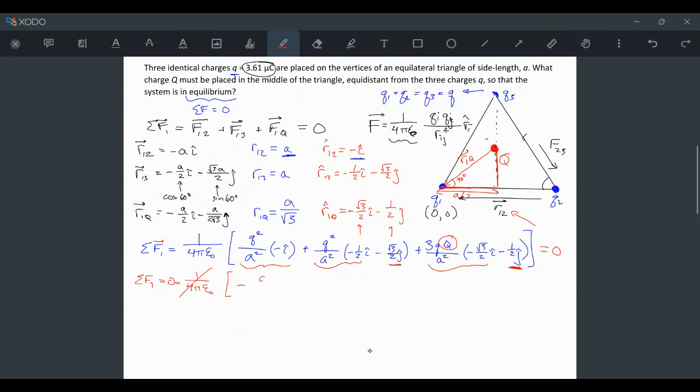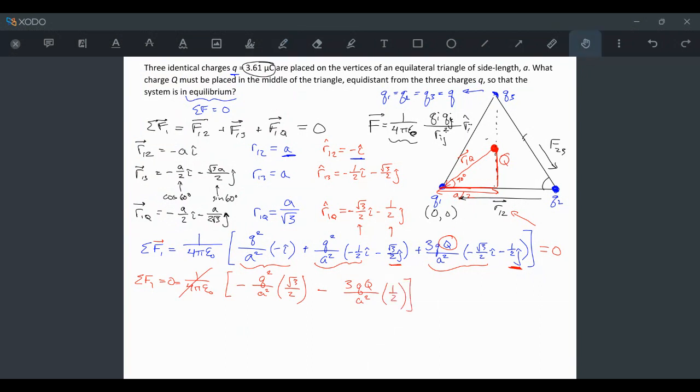So we have minus q squared over a squared root 3 over 2. I forgot my squared. And we had minus 3 q over a squared. And we had a half.